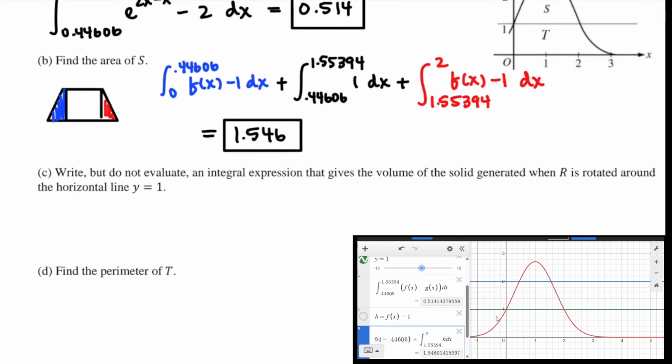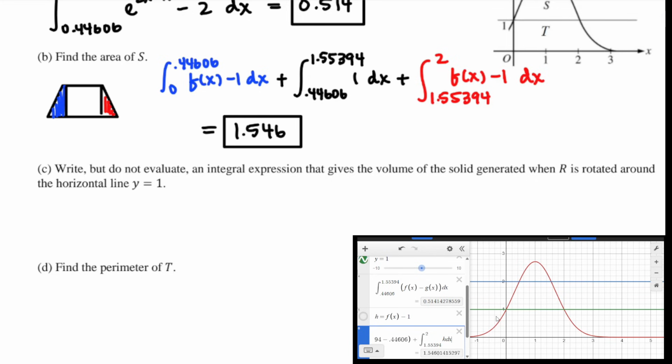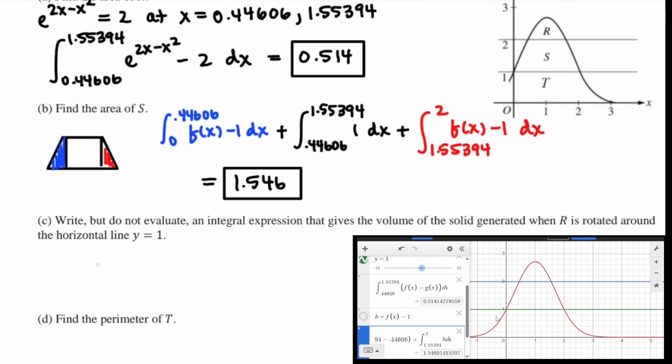Right, but do not evaluate an integral expression that gives the volume of the solid generated when R is rotated around the horizontal line y equals 1. Okay, so I'm going to just draw R and y equals 1, draw the radiuses. So we'll let a equal top minus bottom. A is f of x minus 1. And then b would be 2 minus 1.